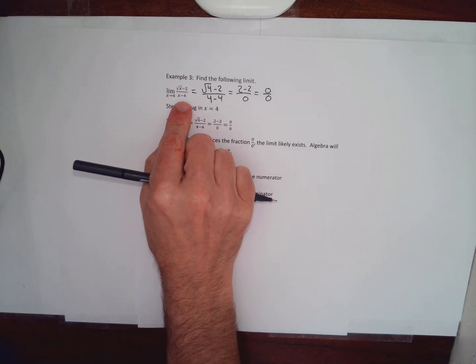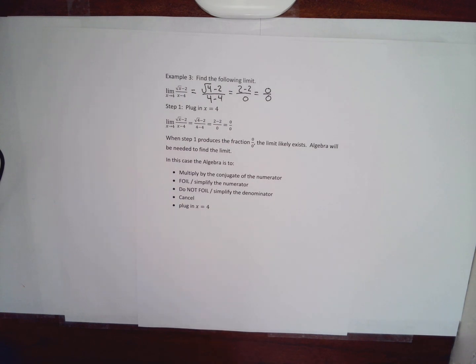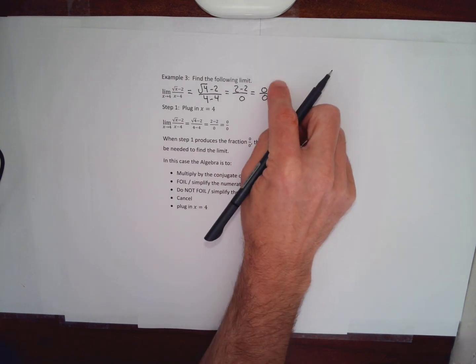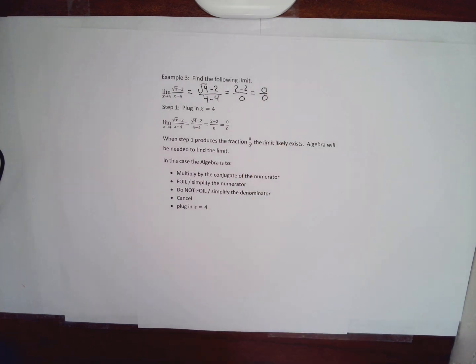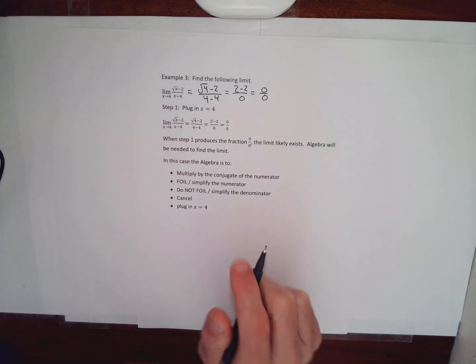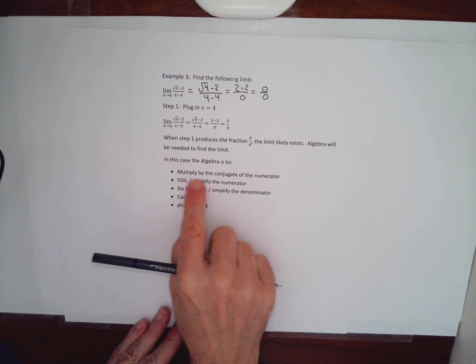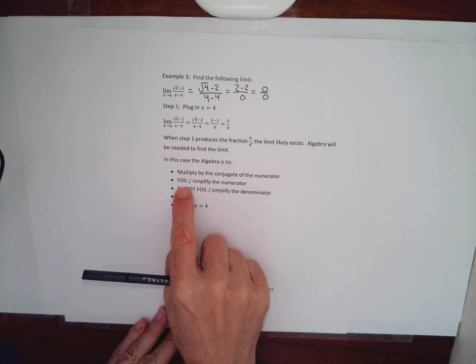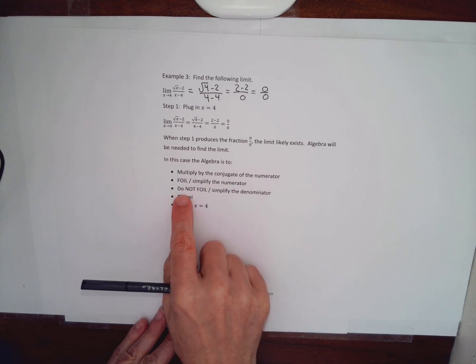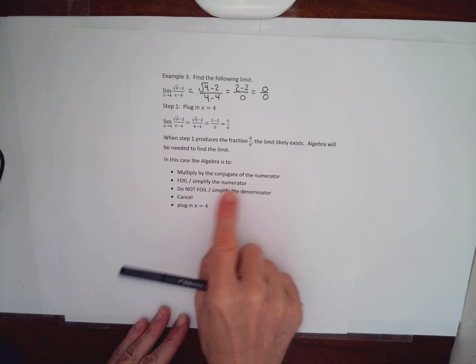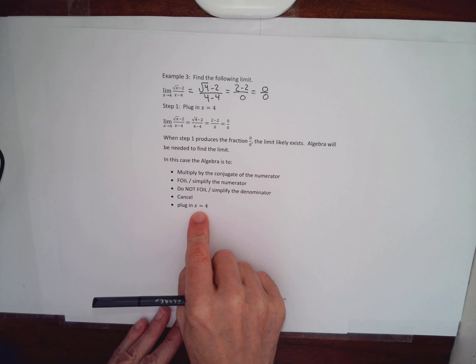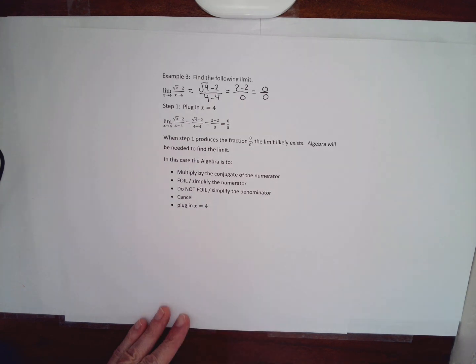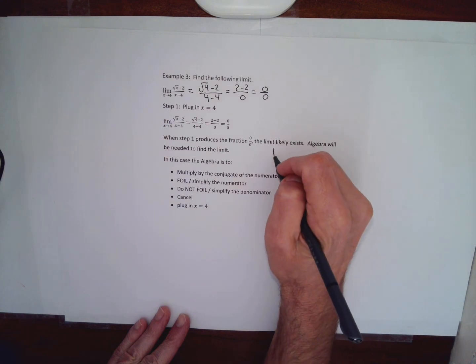So there's another strategy, and this is the other strategy for when I get 0 over 0 finding the limits of a fraction. The other algebra I'm going to need to do is to multiply by the conjugate of the numerator, FOIL and simplify the numerator, do not FOIL or simplify the denominator, cancel and plug in. I have this all typed up on another screen, but I'm going to write it so you can see it fresh. So what am I going to do to find this limit?